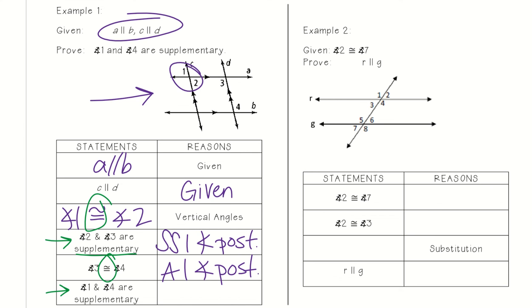Since they are congruent, I can substitute in the 1 in place of the 2 and the 4 in place of the 3. So substituting in means I used substitution. Substitution. Sorry, I can't spell today. Okay?